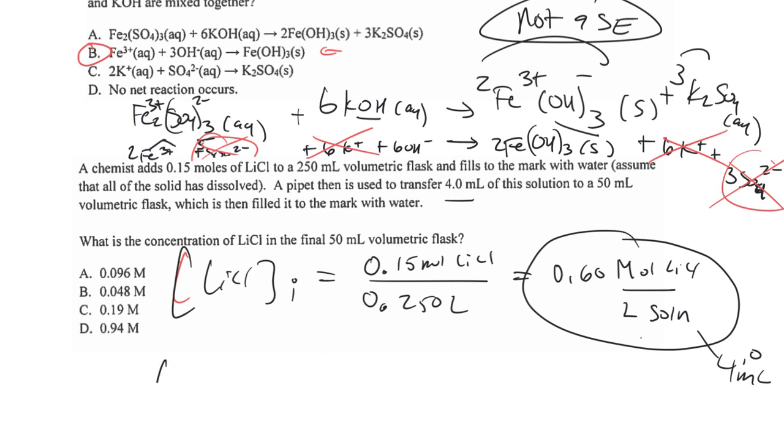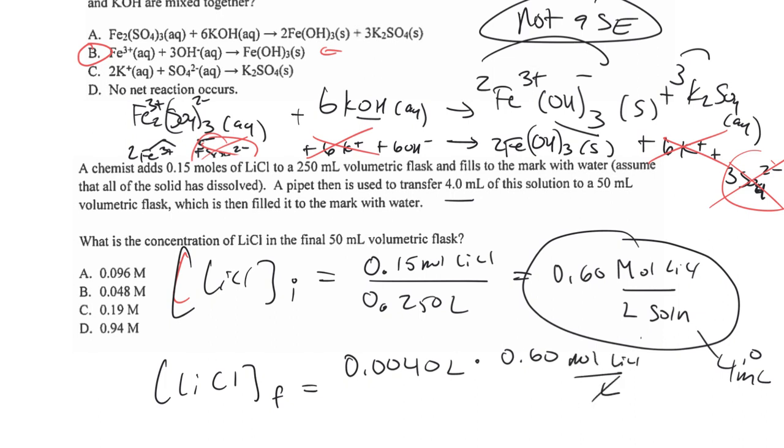So the new concentration of my lithium chloride, once I dilute it, I can think of this a couple different ways. Why don't I think of it the most simple way, which is, well, let me just take the 4 milliliters, which is 0.0040 liters, and just multiply that by the concentration of the solution, which is 0.60 moles lithium chloride per liter of that solution. So that's the number of moles I transferred to my new flask. And then why don't I just divide this by the volume of that new solution?